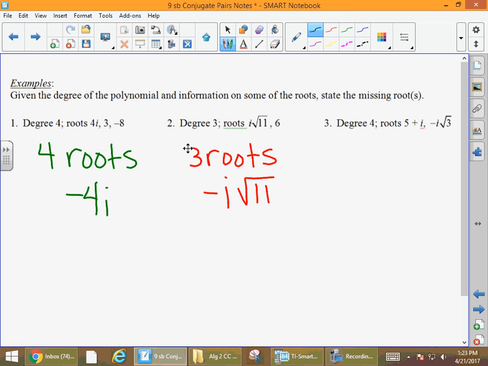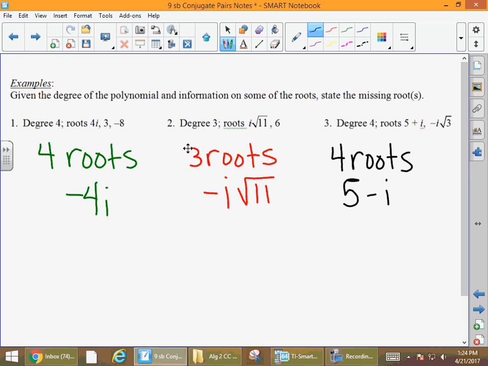And finally here, degree 4. Once again, the degree determines how many roots there are. The difference today is we're not just looking at real roots, we're looking at imaginary roots. But we have 4 of them, and we have listed 2: 5 plus i and -i radical 3. Well, 5 plus i, what's its conjugate? 5 minus i. There's a third root.